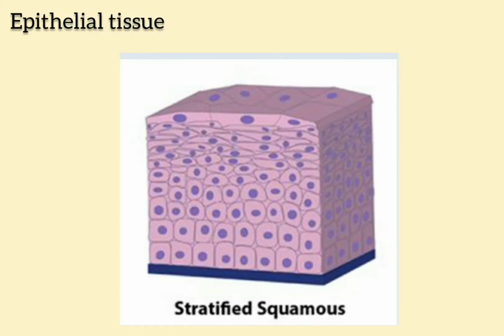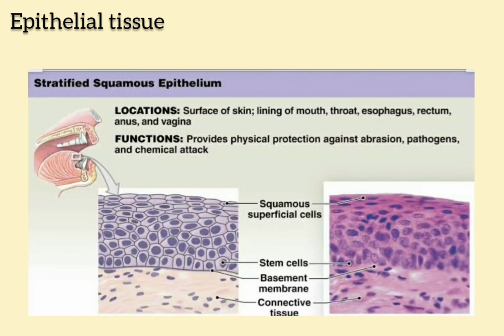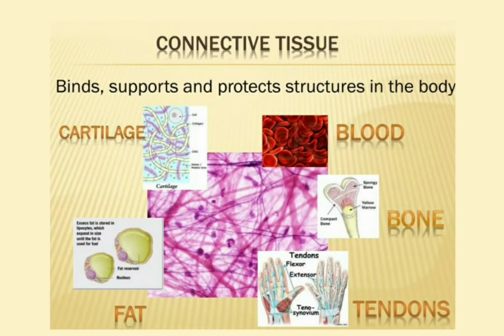The last type is the stratified squamous epithelium, which is there in the mouth, esophagus, and the skin. This epithelium helps in protection against abrasion. The next type of tissue is the connective tissue.